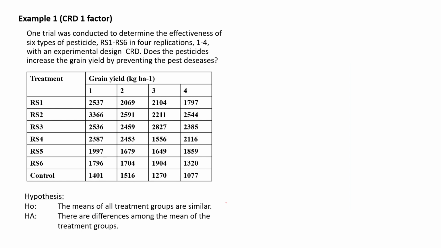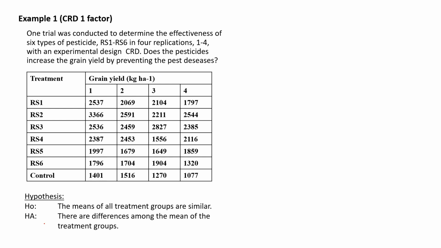Let's look at the first example. For this example, you have actually conducted the calculation in your ANOVA lecture. So let's refresh a little bit and look at it again. One trial was conducted to determine the effectiveness of 6 types of pesticide, RS1 to RS6, and also the control, with 4 replications, 1, 2, 3, and 4, with an experimental design of CRD. Does the pesticide increase the grain yield by preventing pest diseases?